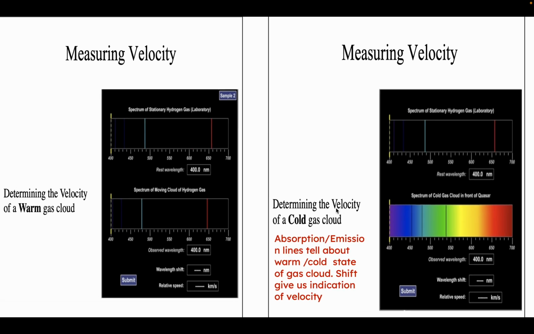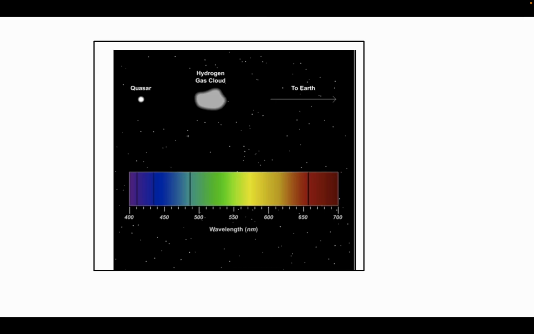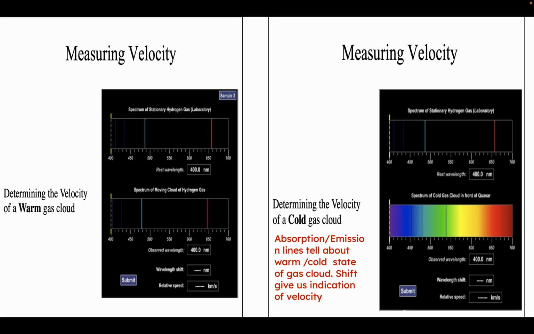And if it is a warm gas cloud between you and the object, then you can see emission lines from the gas cloud. So absorption and emission lines can tell us about the temperature of the gas cloud, and the shift gives us an indication about the velocity of that gas cloud.